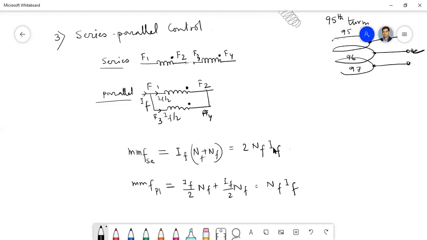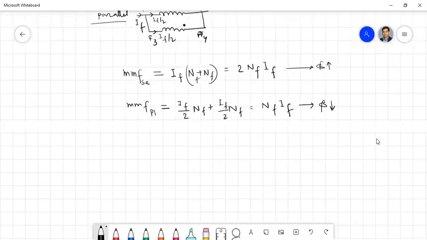Is it clear? So that means in case of parallel connection of field coils, you will get less amount of MMF, so therefore less flux. And in case of series, you will get more flux. So this is how, by using the series-parallel fields combination, we can control the speed of a DC series motor.